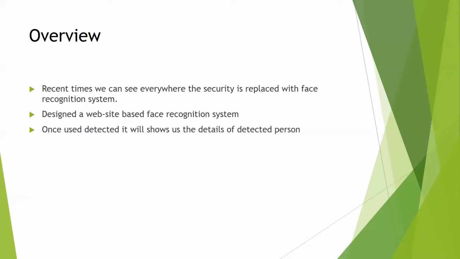So in recent times, we can see that security everywhere is being replaced with the face recognition system. If you see our mobiles, previously it started with a pattern and then a passcode, and now we can see each and every phone is updated with a face recognition system because it is more secure to use. A passcode can be known by someone and they can use it to steal the data from our device, but no one can steal our faces. So it is more secure.